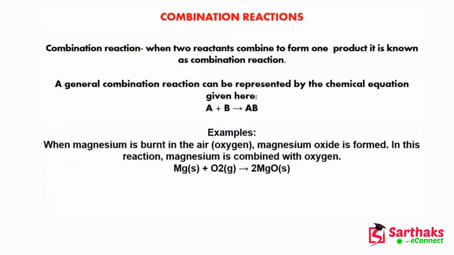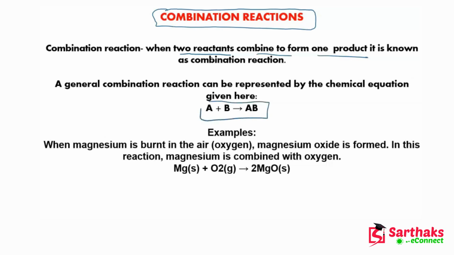So guys, here we shall discuss combination reactions. Okay, so what is a combination reaction? First of all, we will try to understand this. A combination reaction is a reaction where two reactants combine to form one product. A reaction in which two or more reactants combine to form one single product will be known as a combination reaction. So this is the general form of a combination reaction.